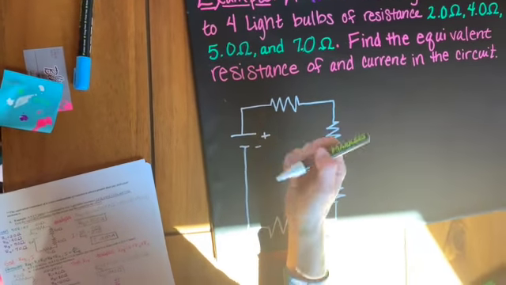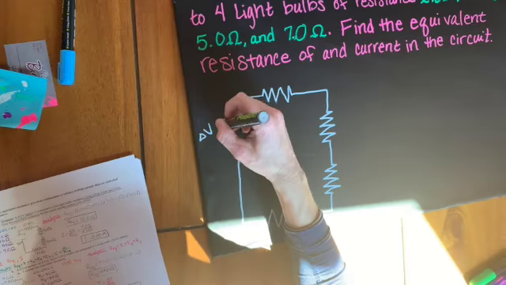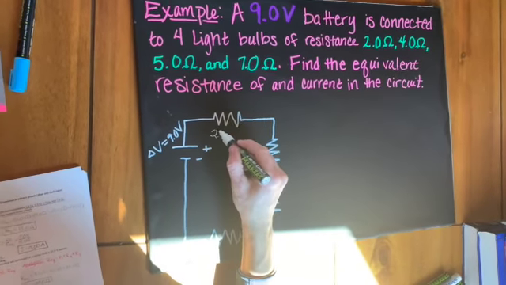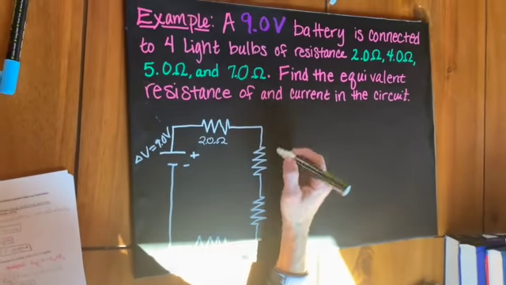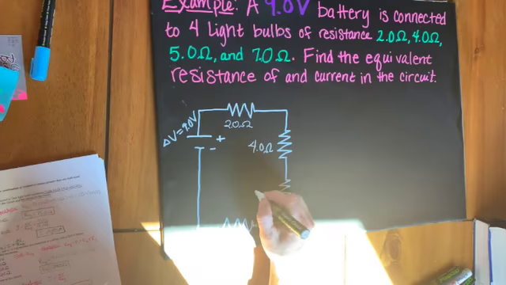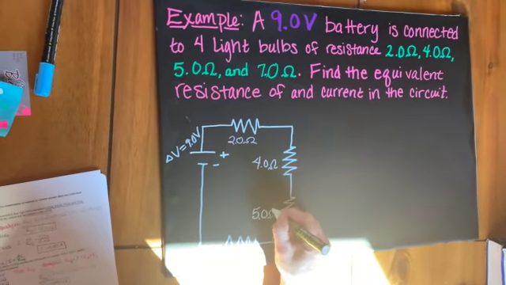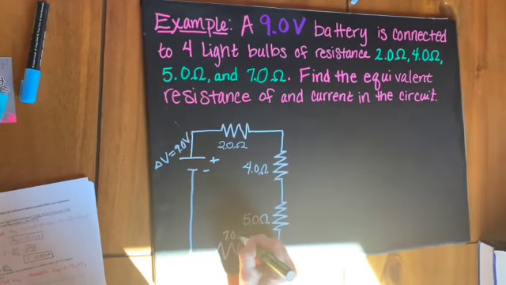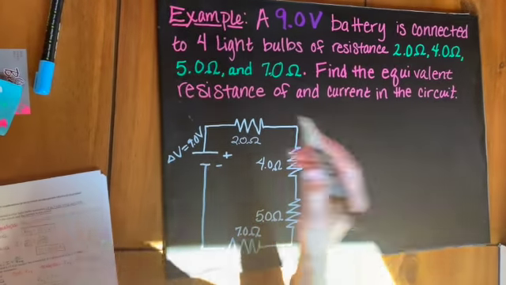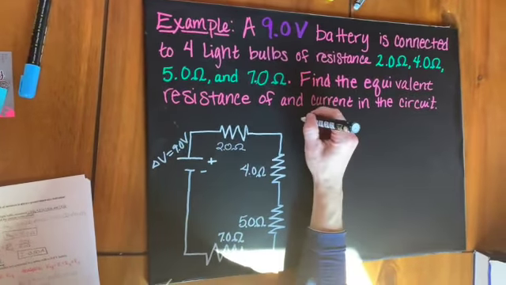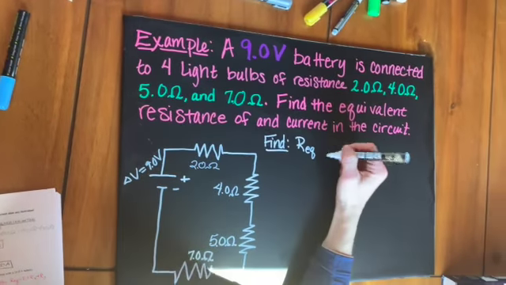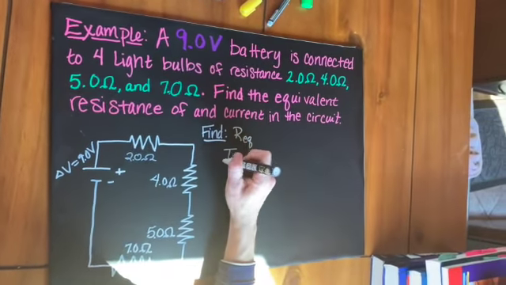Now the potential difference across my battery, delta V, is 9 volts. My first resistor is 2.0 ohms. My second resistor is 4.0 ohms. Third is 5 ohms. And my final is 7 ohms. Now, my first thing I need to do is find the equivalent resistance. So I need to find REQ, and then after I find that, I need to find IT.